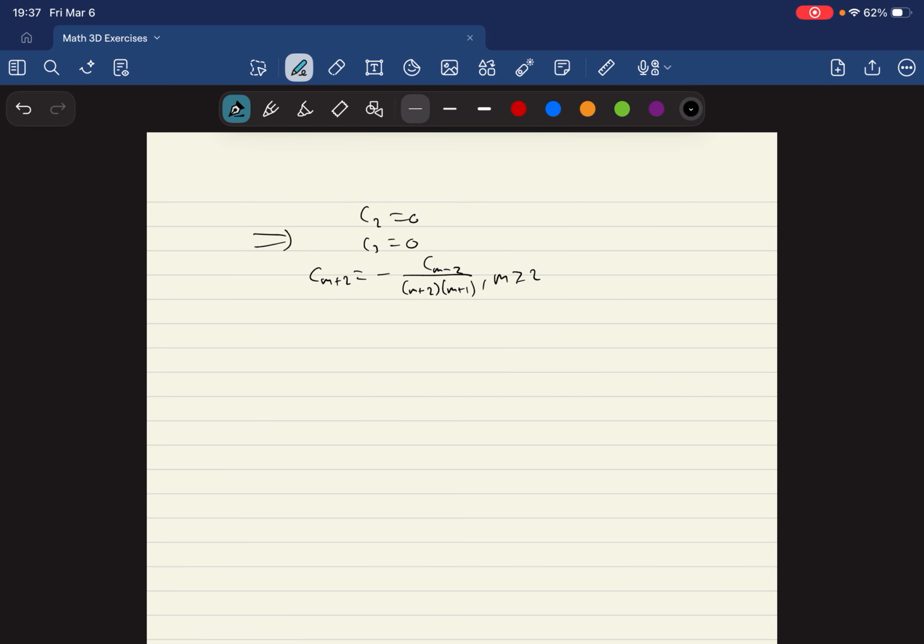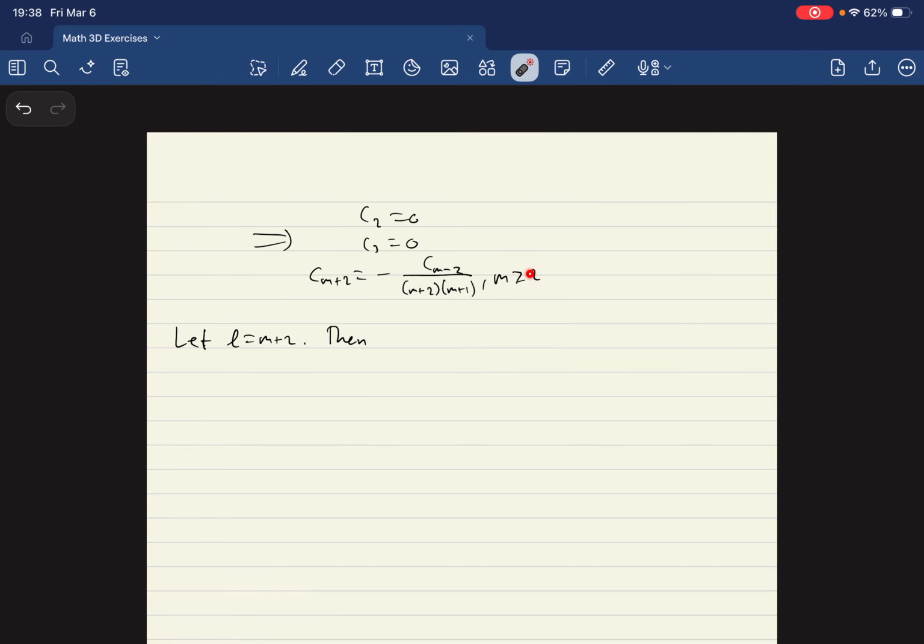So, okay. To clean up this last equation here, I'm going to rewrite it a bit. So instead of doing this m plus 2, m minus 2 business, I'm going to give a name to this. So let L be the bigger of the indices, m plus 2, then because m is bigger than or equal to 2, we have that L is bigger than or equal to 4.